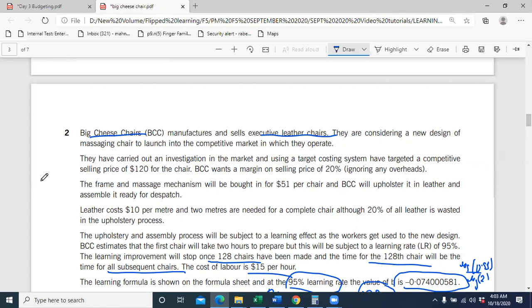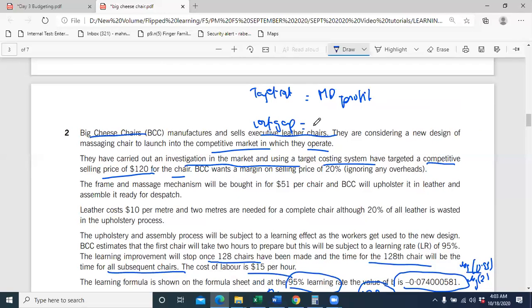They're considering a new design of massage chair to launch into the competitive market in which they operate. Okay, it's a new product. They have carried out an investigation into the market, and using a target costing system have targeted a competitive selling price of 120 for the chair. Okay, that's the market price. Okay, from that market price, if you deduct your profit markup margin or any return, you're going to get your target cost.